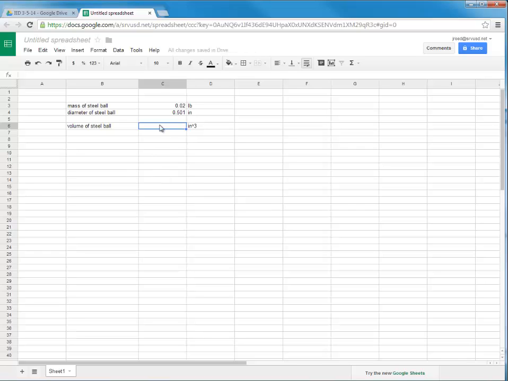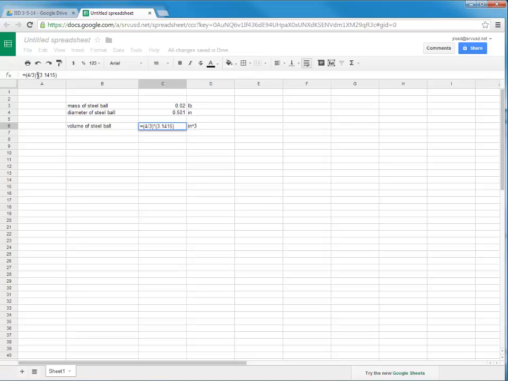So the first thing we do is write equals. And then I like to use a lot of parentheses just to make sure that I do the PEMDAS stuff correctly. So we had that 4/3 times pi. Now I'm going to put 3.1415. I think that's good enough for pi. So that's 4/3 pi.